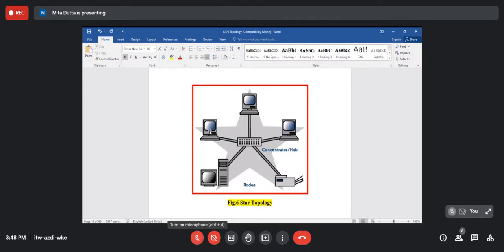Yes, ma'am. Tell me, what is the difference between passive hub, active hub, and intelligent hub?